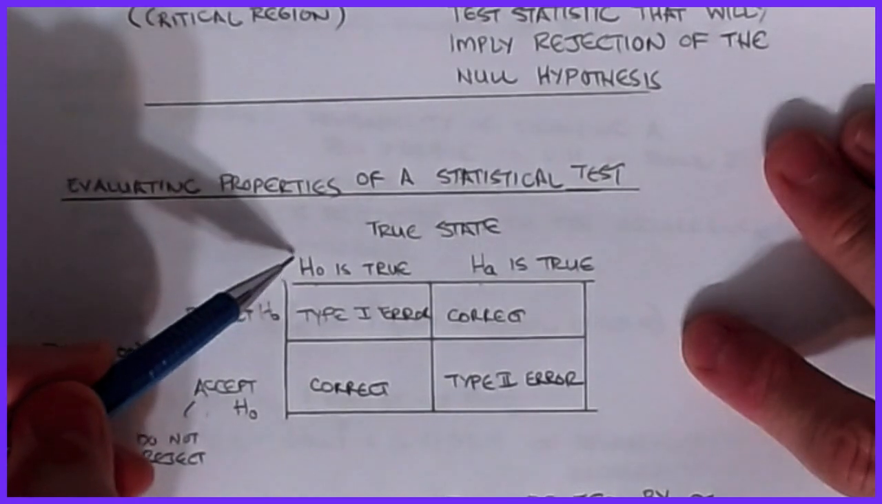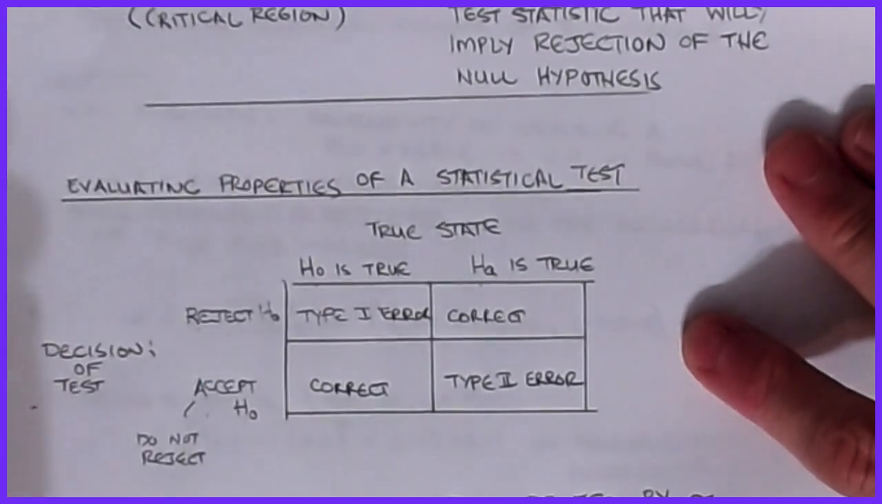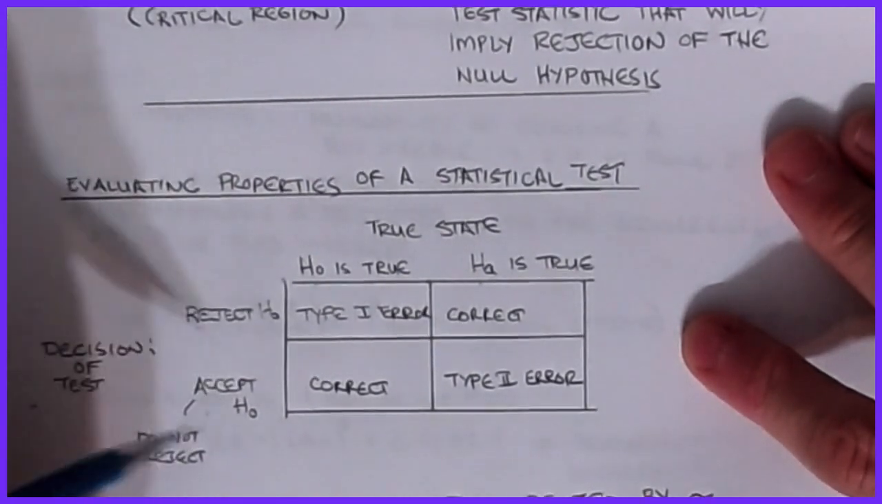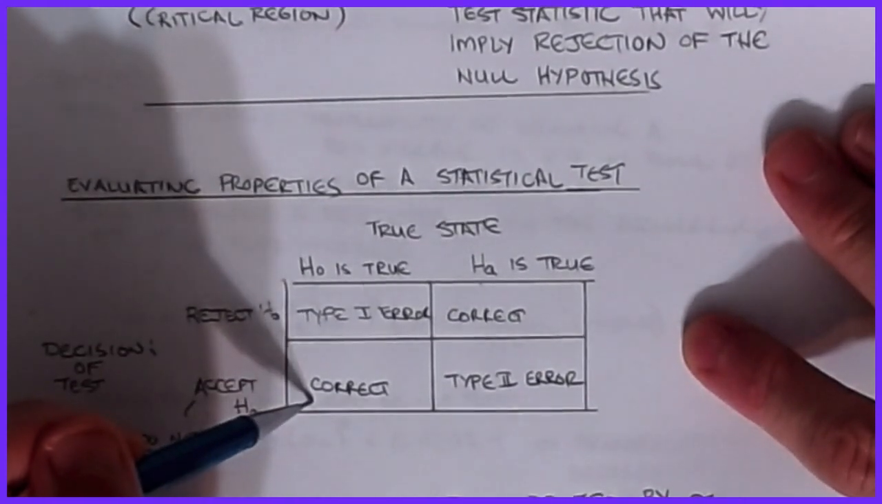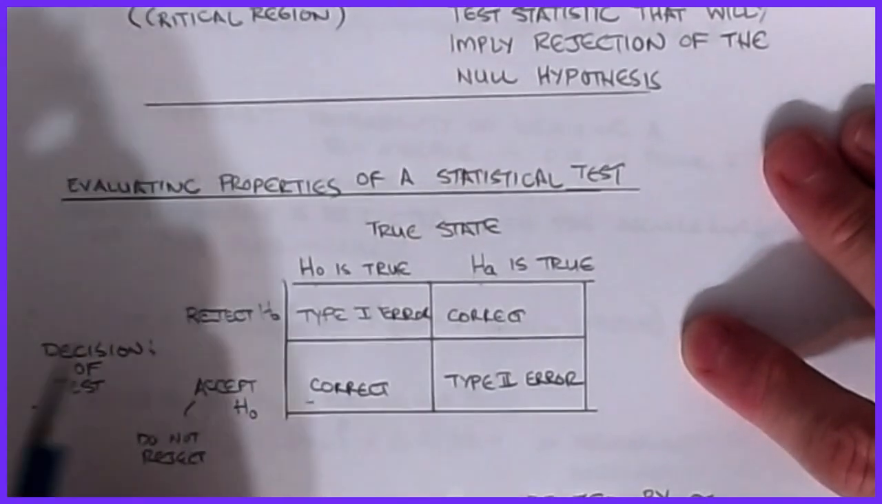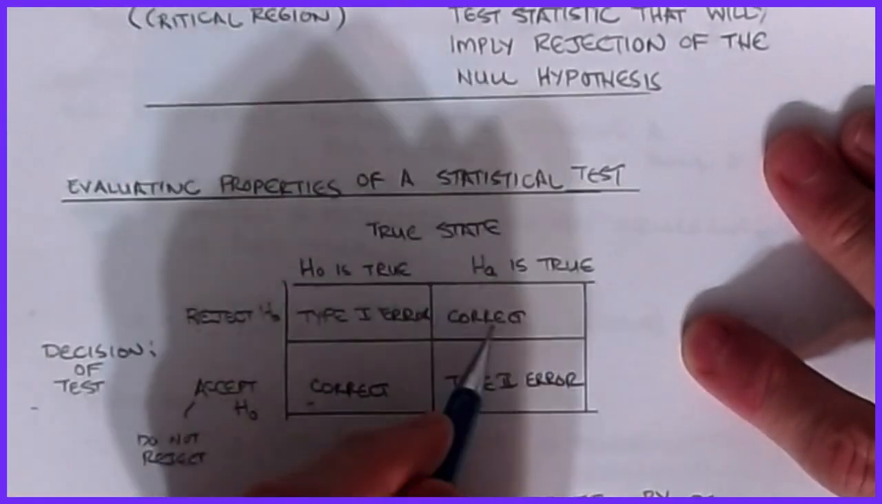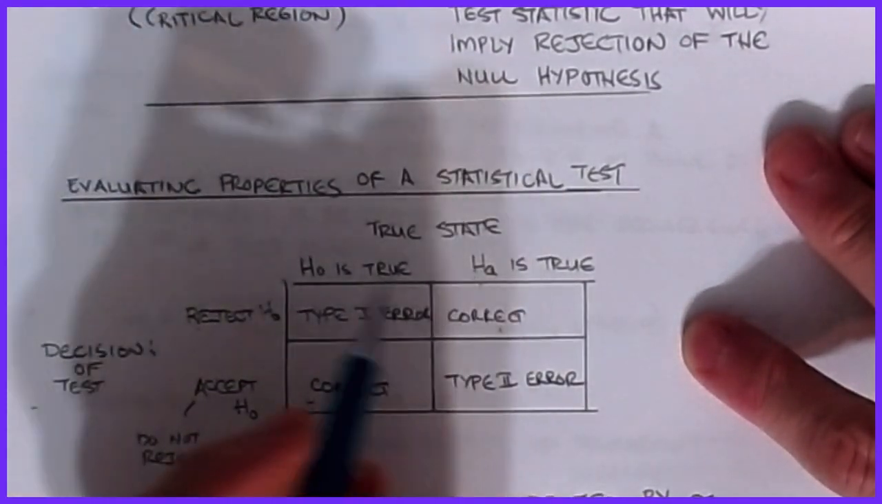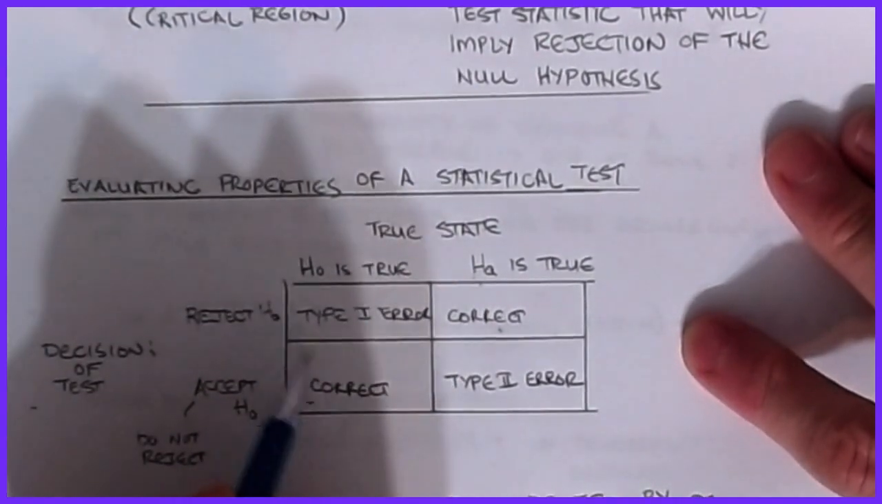For example, if the true state H0 is true, and I choose to accept H0, then I made the correct decision. And likewise, if the true state HA is correct, and I choose to reject H naught, then I made the right decision. Where the interesting thing happens is, what happens in these other areas?